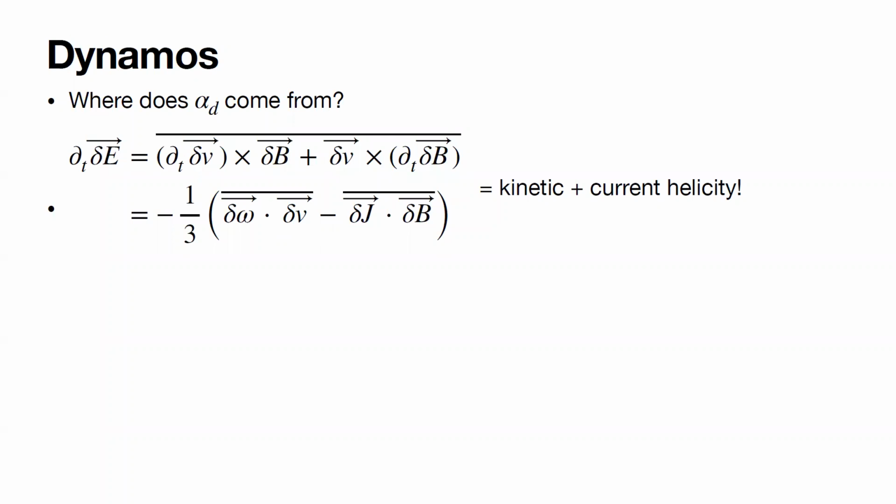It turns out that if you want to make a dynamo, what you need in your small scale flows is kinetic helicity or current helicity. That's what'll give you an alpha. And if you've got an alpha, then this small scale churning won't just average out to 0. It'll average out to a source term for the large scale field, right? Structure will flow from small scale to large scale.